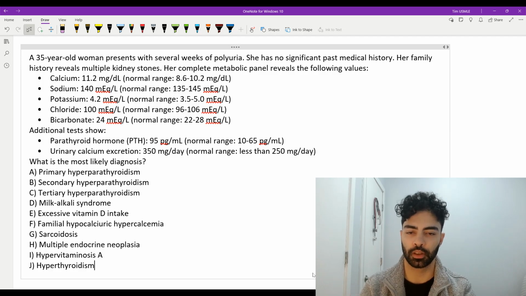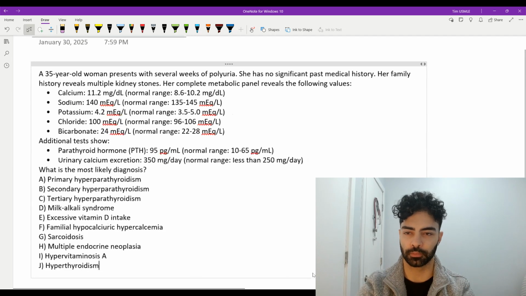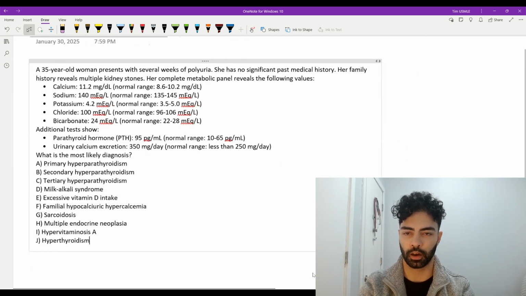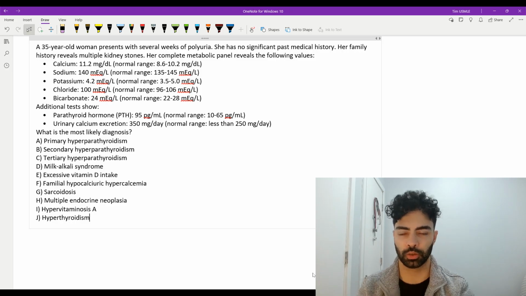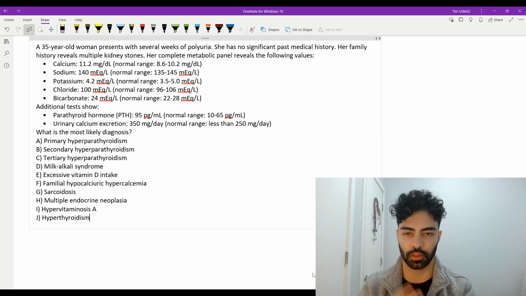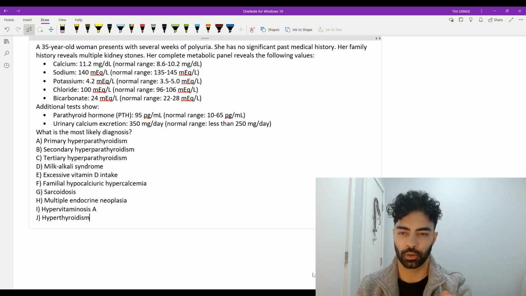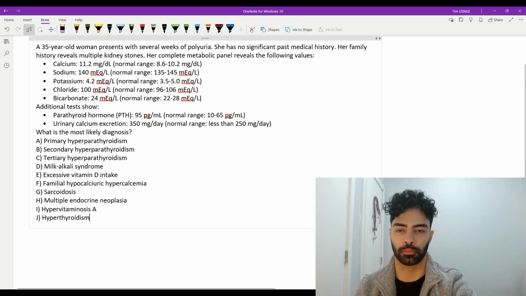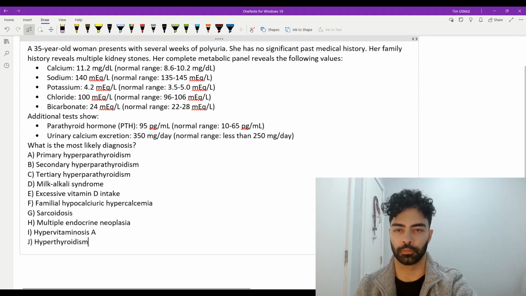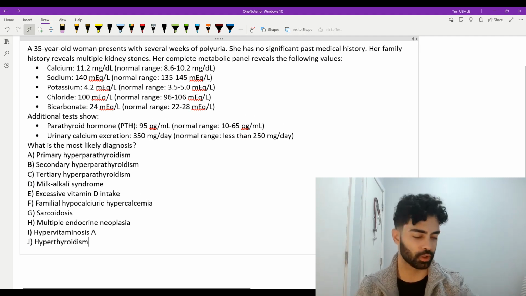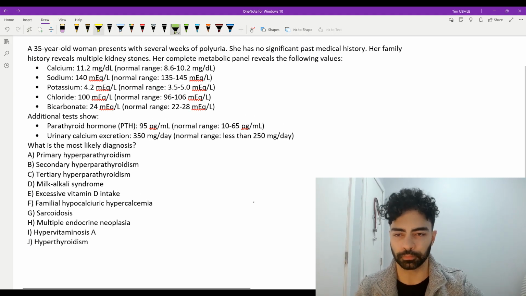Okay, so according to the boxes method, our first box should include the clinical features. Three most important clinical features. So let's choose what our most important clinical features are. I'm just going to highlight them in yellow.